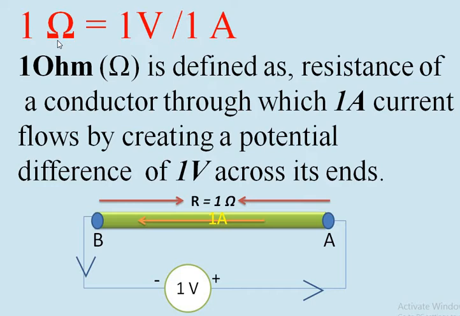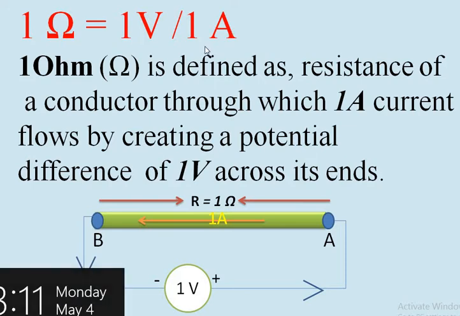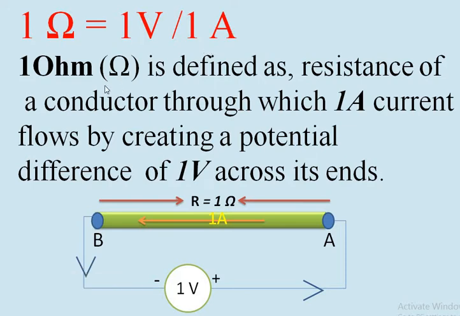As we know, 1 ohm is 1 volt divided by 1 ampere. We can use this relationship to define 1 ohm. 1 ohm may be defined as resistance of a conductor through which 1 ampere current flows by creating a potential difference of 1 volt across its ends.